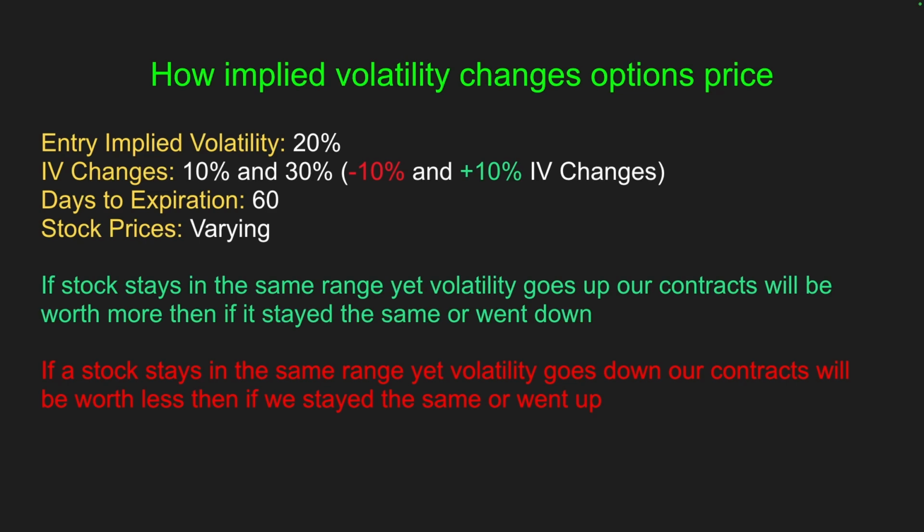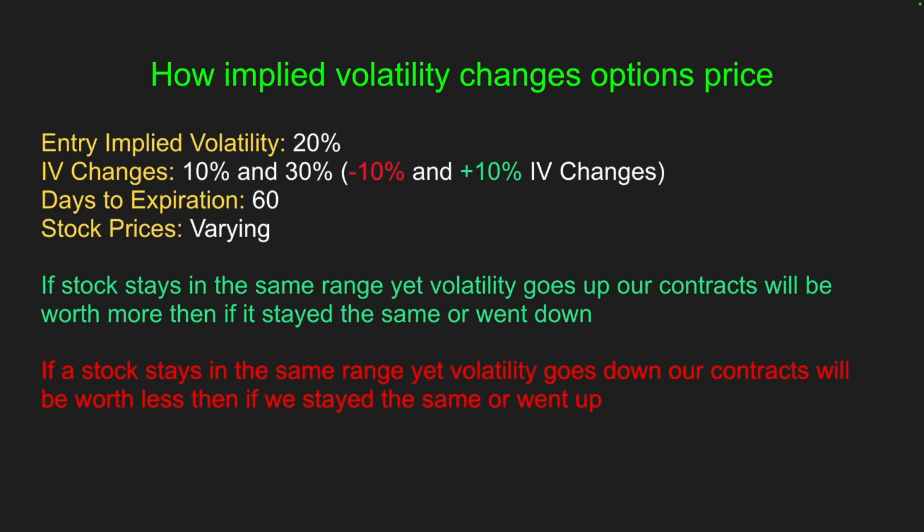This is on the day. For example, if you entered a strike price contract, in the money, out of the money, it doesn't really matter, and your entry implied volatility is 20%. If the IV changes to 10%, which means volatility is going down, it's drying up, you're going to be negative 10% on that, and vice versa. If the volatility changes to 30%, you're going to be plus 10% on the IV change. So in theory, your stock price can stay the same, yet if volatility goes up, your contracts will be worth more than if they were staying at the same volatility or going down, and vice versa.